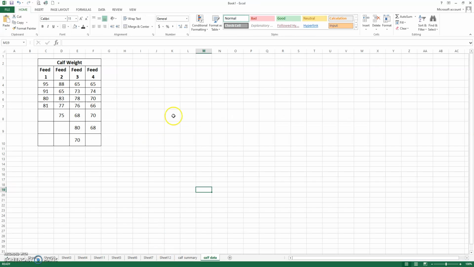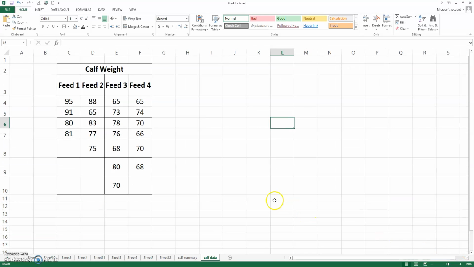I'll show you the data. This is data that would be on the PowerPoint as well. We have the 4 different treatments, 4 different diets. We're labeling them as feed 1, feed 2, and so forth. We have 4 calves in the first feed group, and 7 calves in the third feed group. Is there an overall difference in the average weight gained through these different diets?